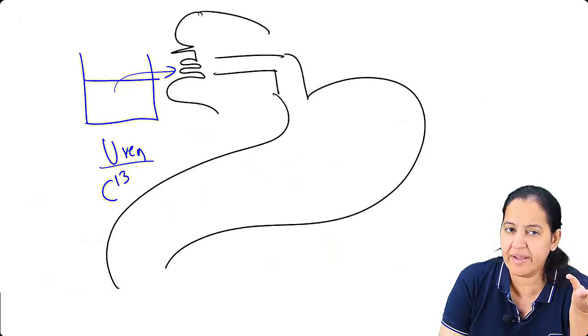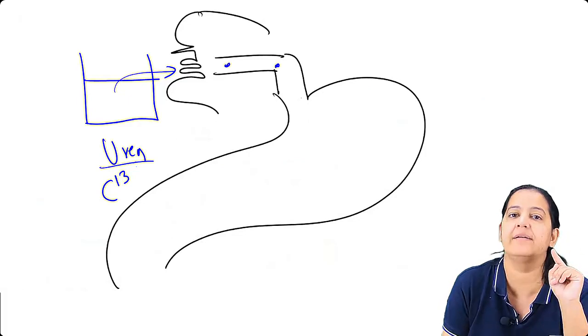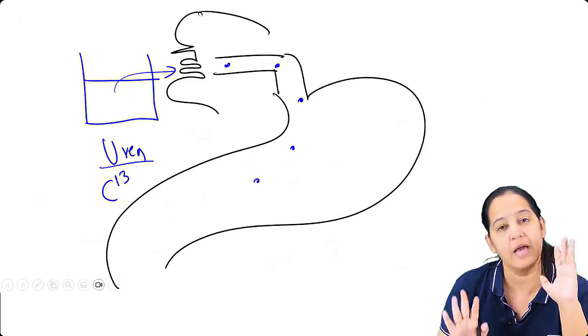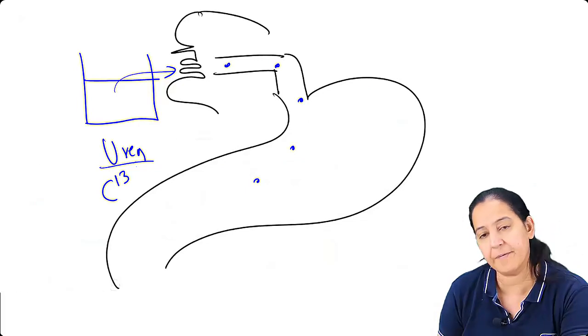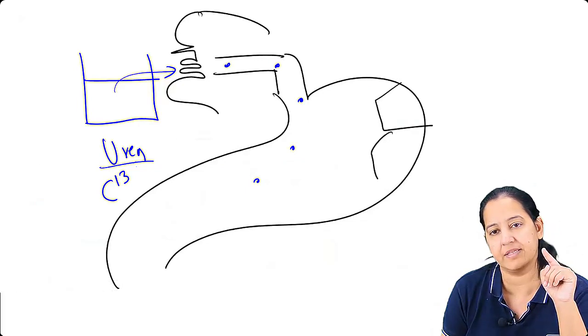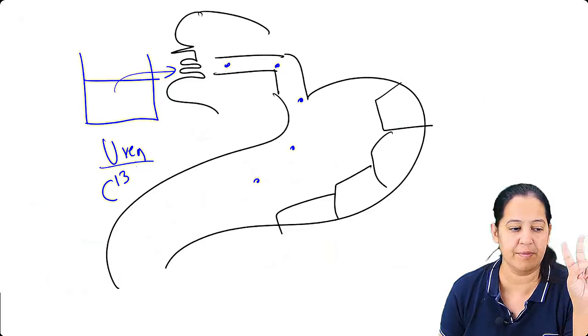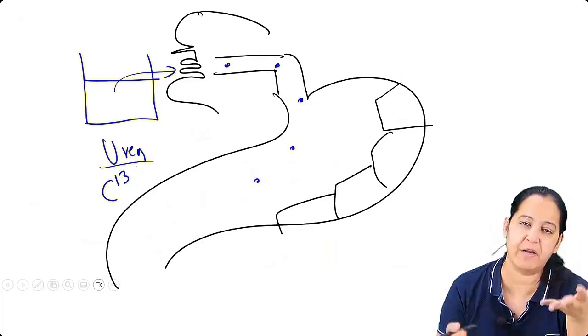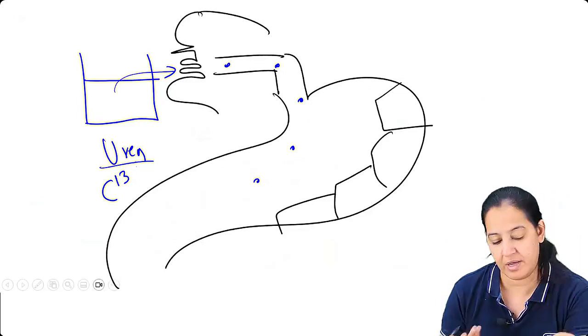So the patient will drink it, and the urea will go inside like this. Urea is there in the stomach. These are the cells of the stomach. Can you see? Now there are two possibilities: whether the person has H. pylori infection or does not have H. pylori infection. That I want to know.